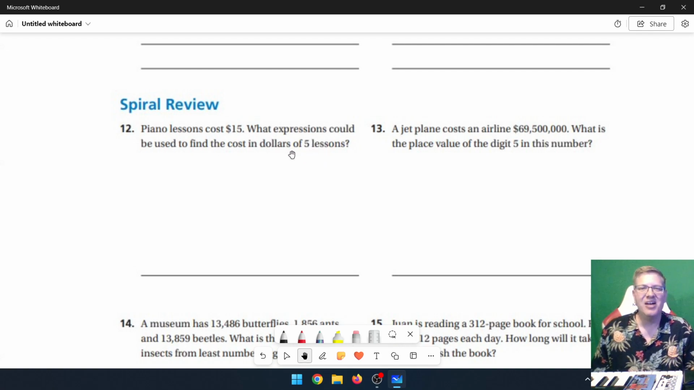And that's great. How much would it cost to do 5 lessons? So there are 2 types of math problems we can do to find that. We need to write both of the math problems that would give us what our total amount we would spend for 5 lessons would be. Number 13, place value. We need to write the complete place value for the digit 5.